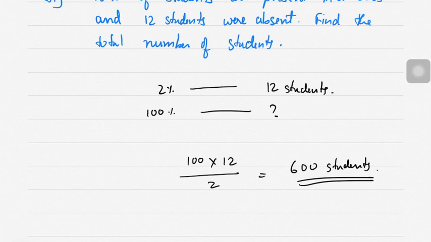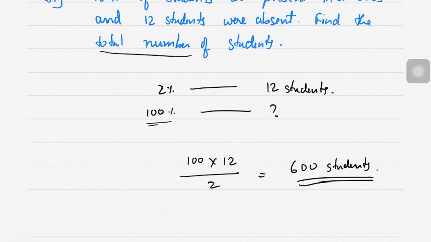Very easy. 98% of students were present in a class. That means 2% were absent. Right? And 12 students were absent. So 2% means 12 students. If 12 students is 2%, find the total number of students.